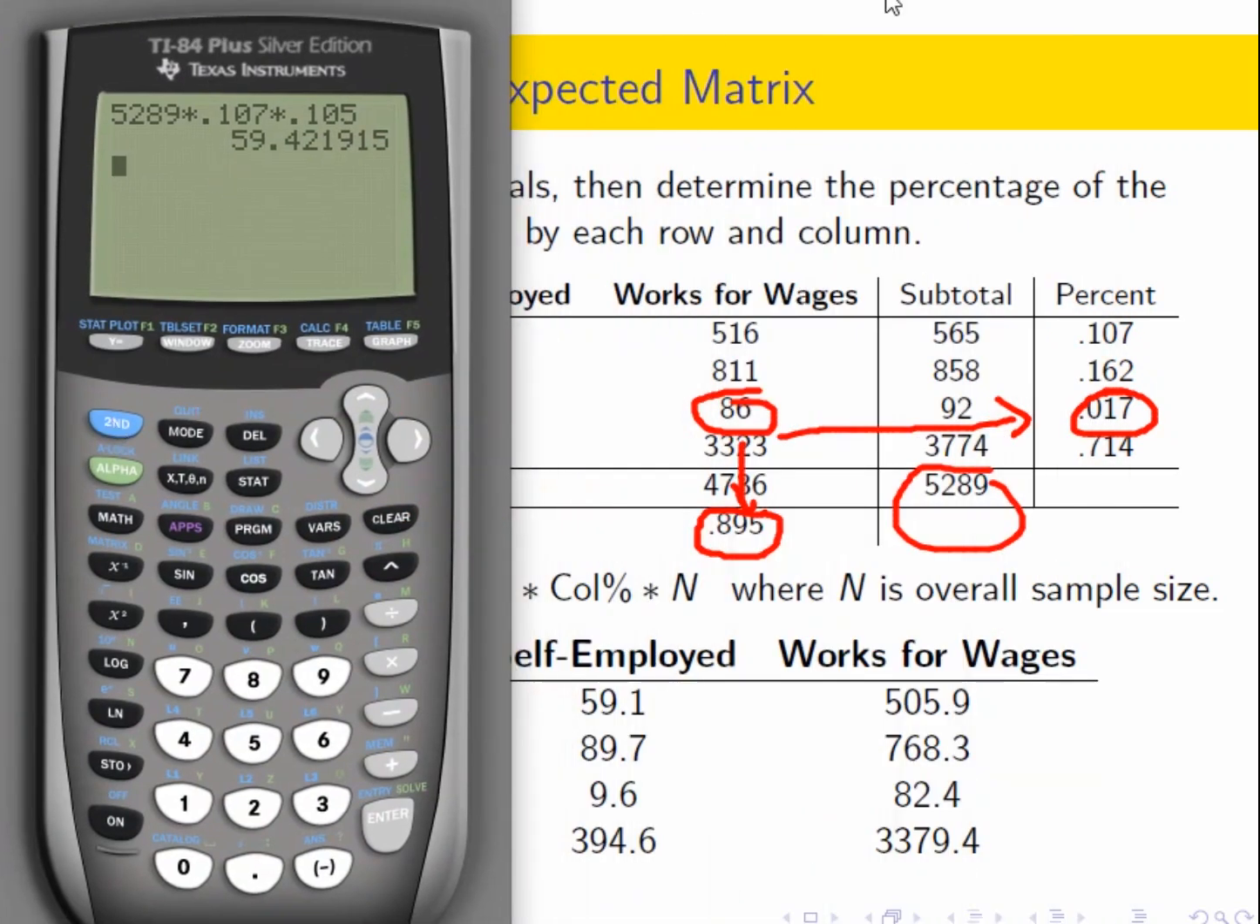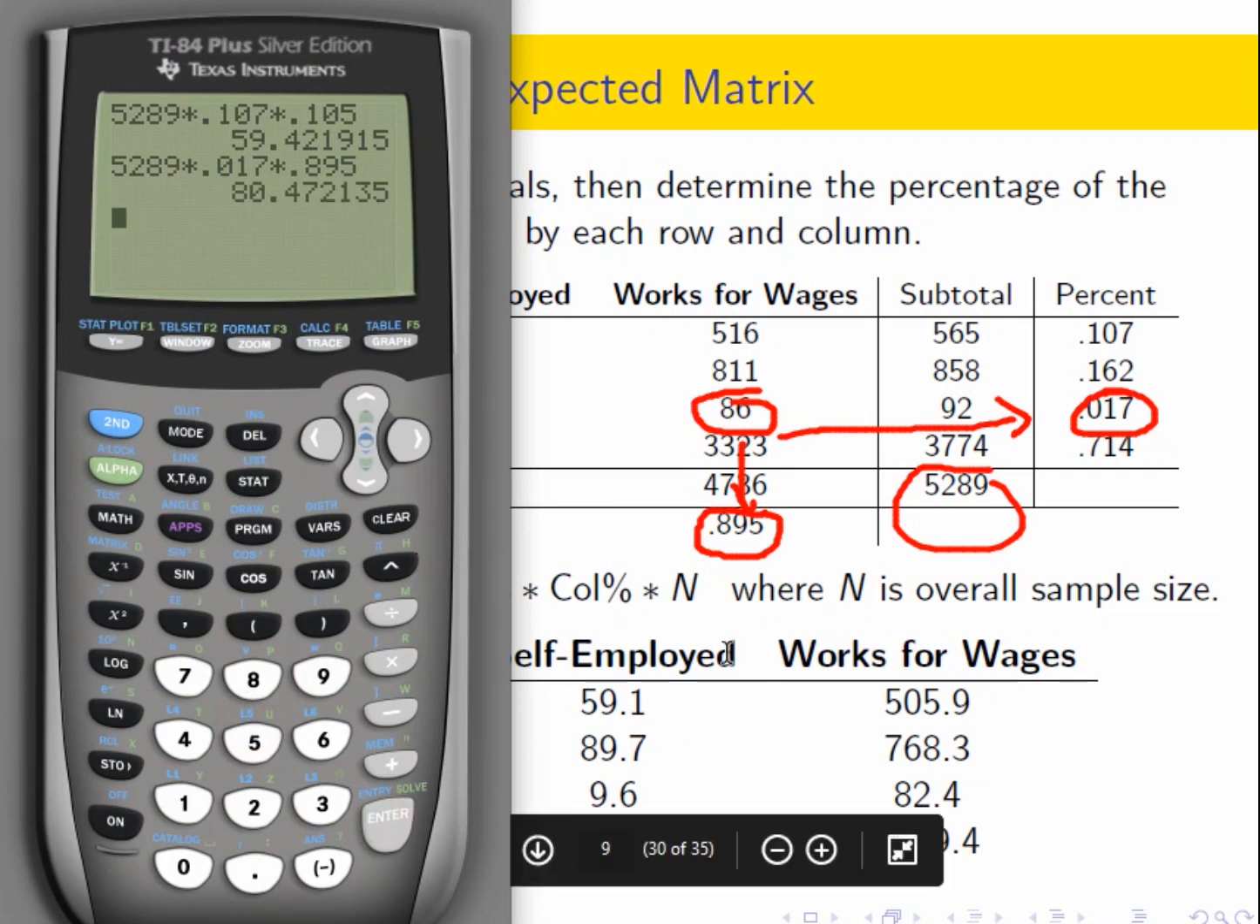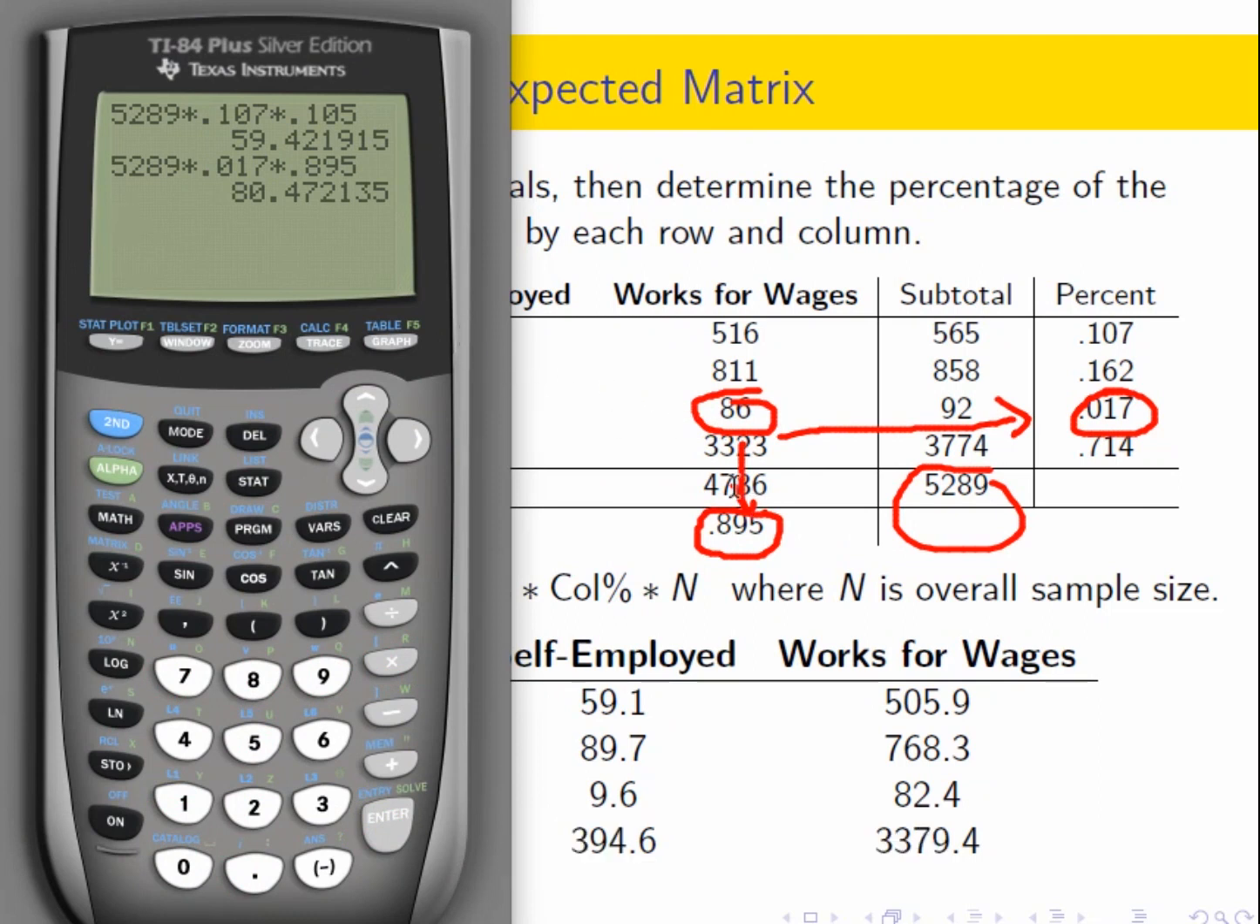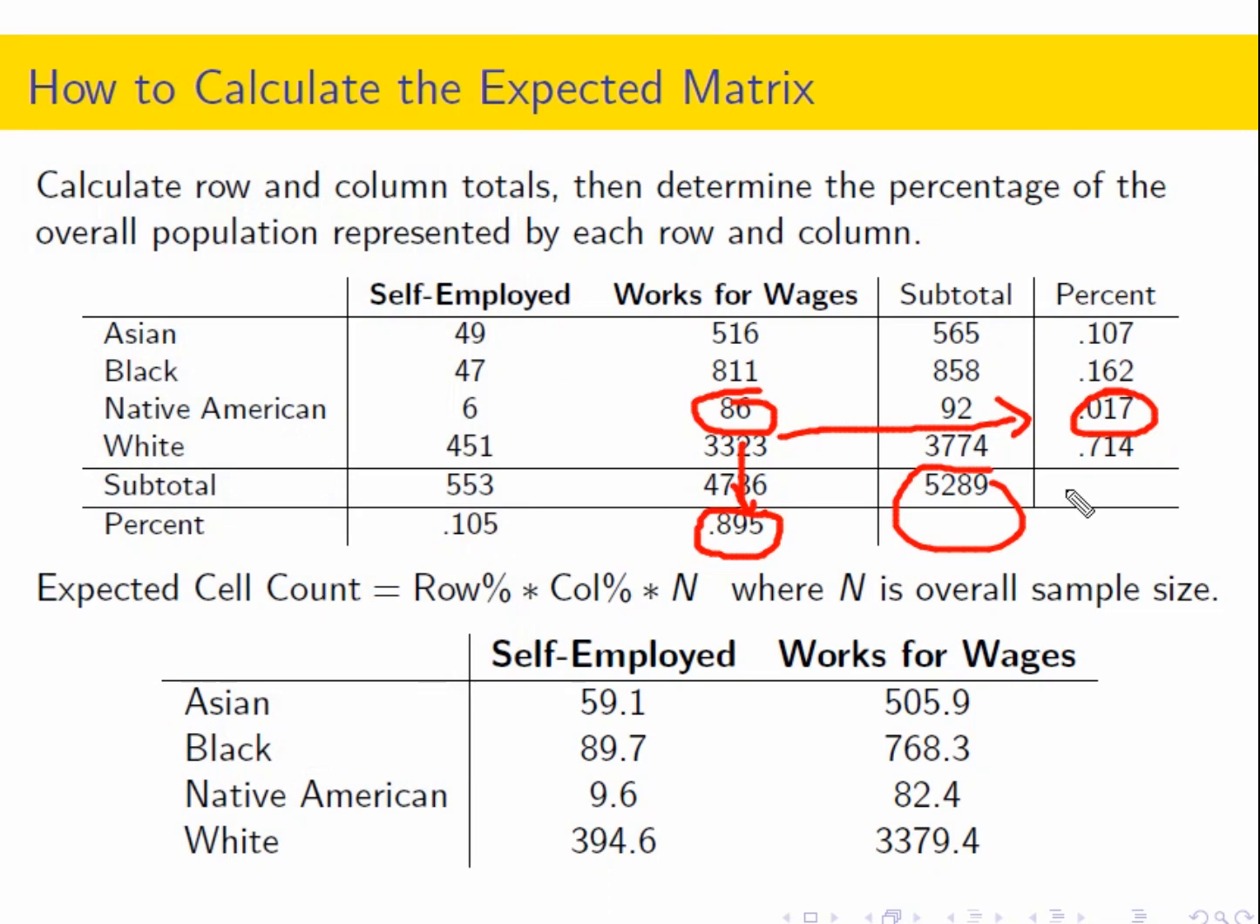So I can take 5289 times 0.017 times 0.895, hit enter, and this is 80.4. I'm trying to make sure that I did everything correctly. That's more severe rounding error than I was expecting. But that was getting this value here. So maybe there's a typo. I'll have to double check that. If there is, I'll fix it in the notes. So if you're looking at your notes now and that's different, it's because I double checked it and I made a typo there.